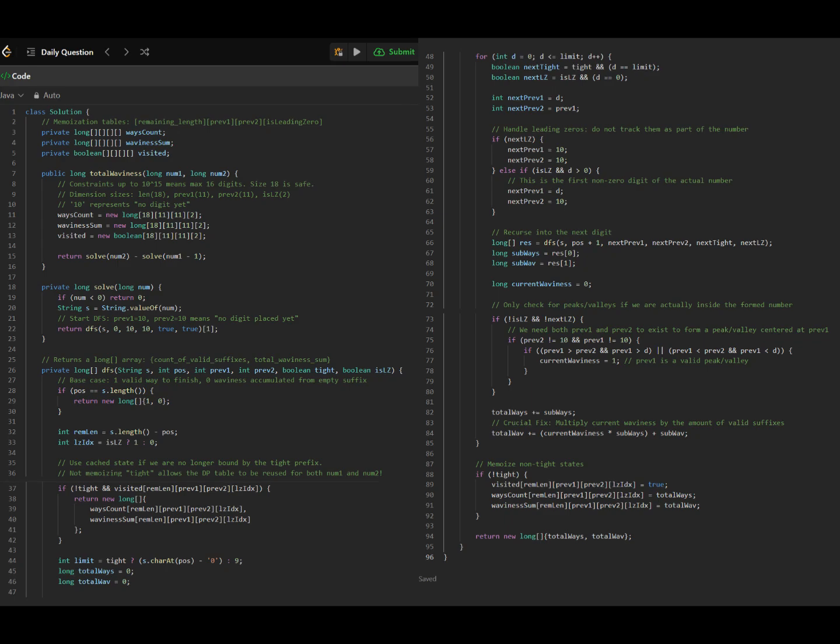3753 total waviness of numbers in range 2. The three pillars of the solution. 1. The branch multiplier effect. Waviness.